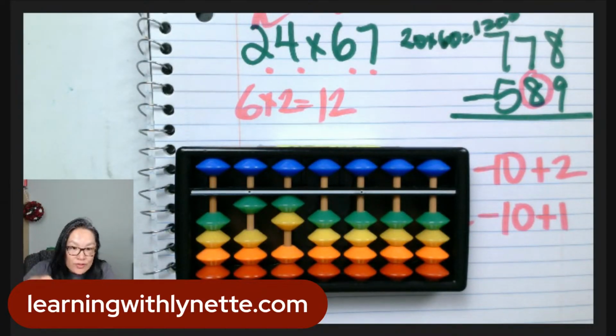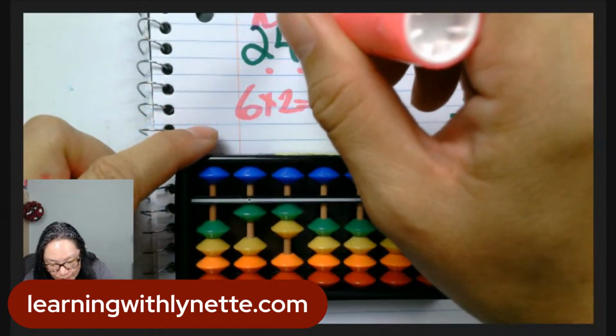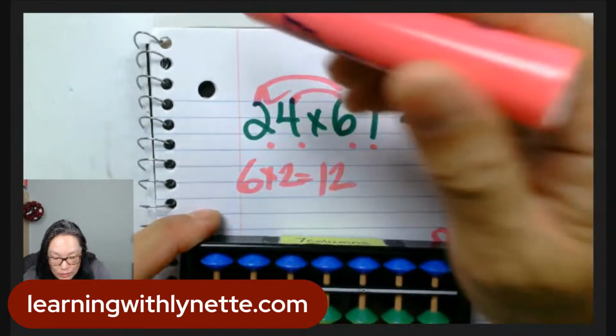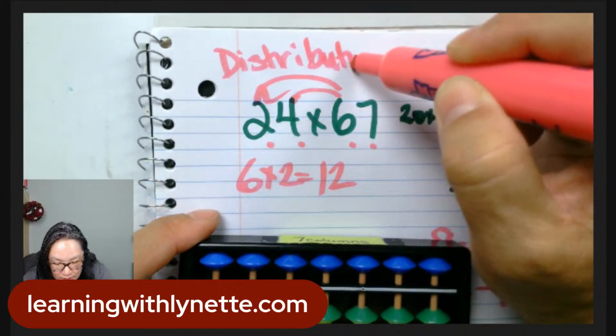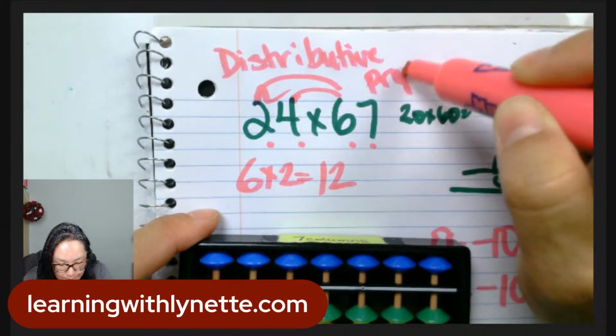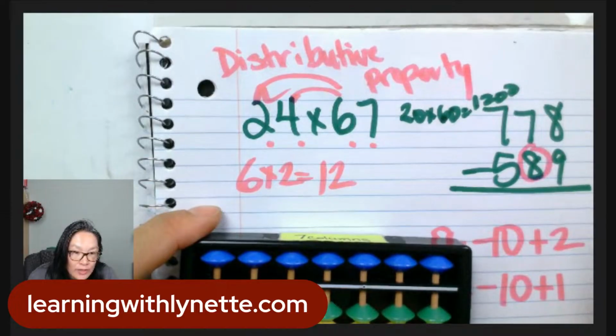The next thing we're going to do is 6 times 2, 6 times 4. This is what we're calling the distributive property. We do this all the time.